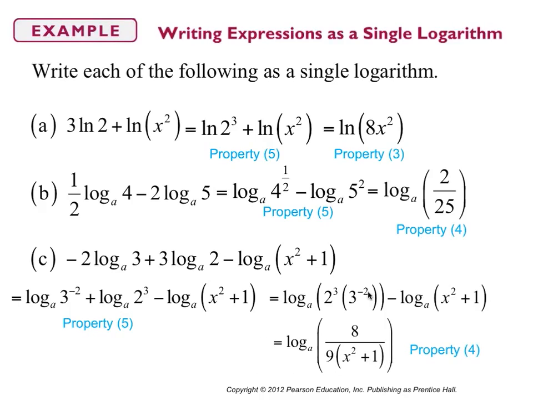So hopefully you were able to figure out that this piece, this x squared plus 1, should be in your denominator because it's subtracted. And then 2 cubed is 8. 3 to the negative second power is 1/9. So the nicest thing to do is to take your 9 and stick it in the denominator with your x squared plus 1.